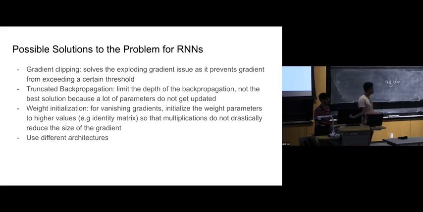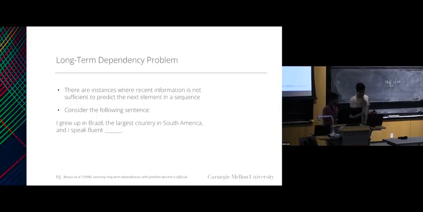We can also use some tricks with weight initialization. Instead of having the weights between 0 and 1, we can have them start at something slightly higher, and that makes the multiplications not drastically reduce the size of the gradient. Typically, with the weight initialization trick, some of the activation functions are switched to ReLUs, so you're not bounding the outputs by 0 and 1. And then the last solution is to use different architectures and add different components to the RNN, which we will be talking about next.